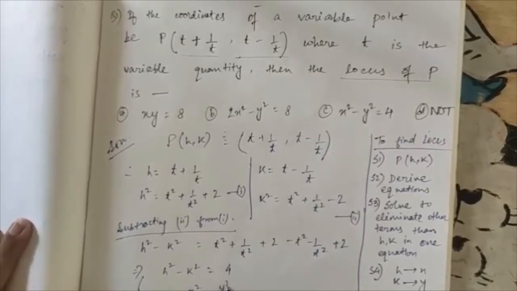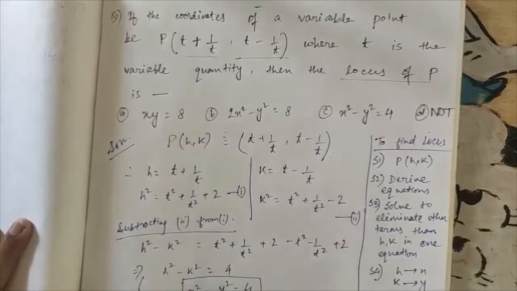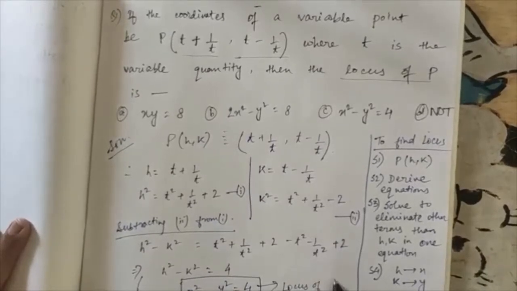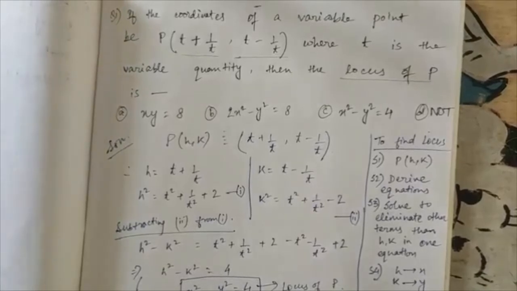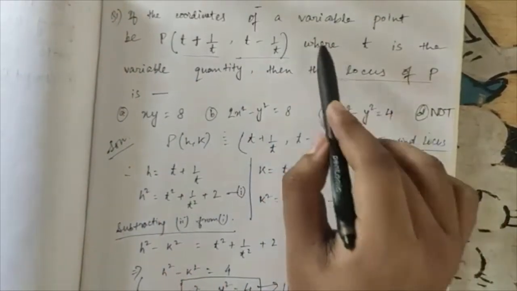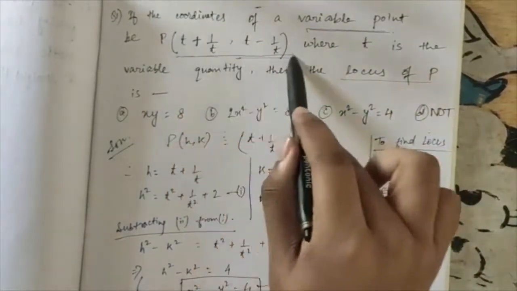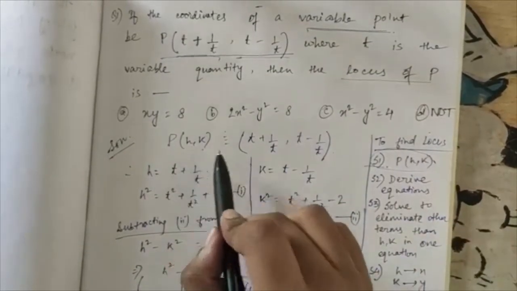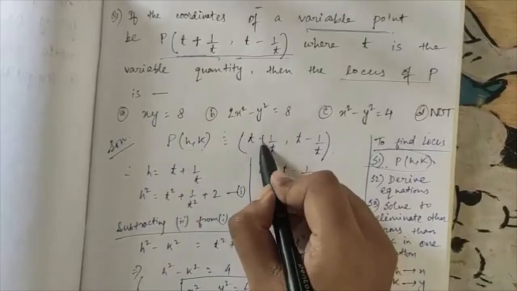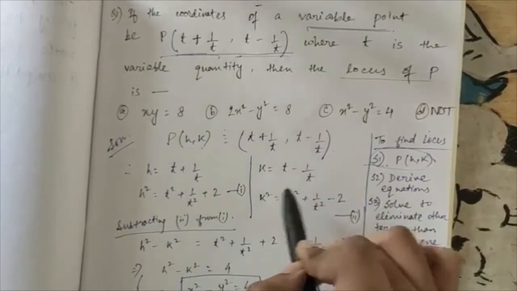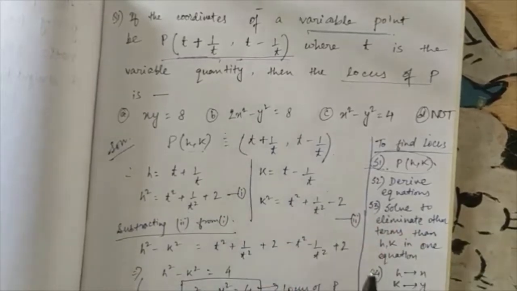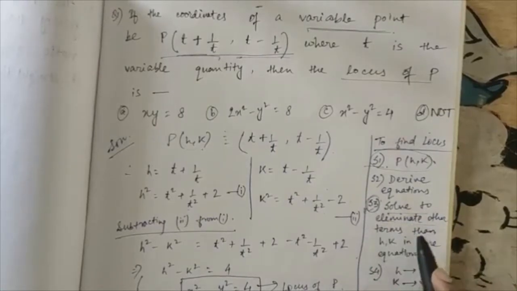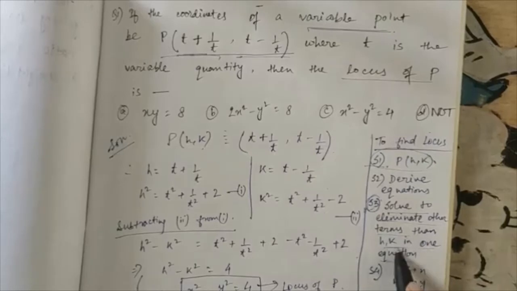Now this is the equation where we have already eliminated the term t and kept only the relevant terms of h and k in the final equation. Since I have eliminated them, now I am taking h as x and k as y, and I have got the locus as x square minus y square is equal to 4. So P was given as t plus 1 by t and t minus 1 by t. I took P as (h, k), derived equations, eliminated the irrelevant parameter t, got the final equation in terms of h and k, and then substituted h and k with x and y to get the final locus of point P, which is option C, x square minus y square is equal to 4.